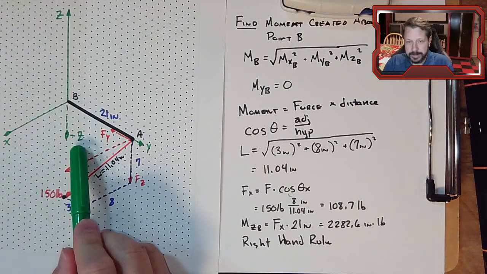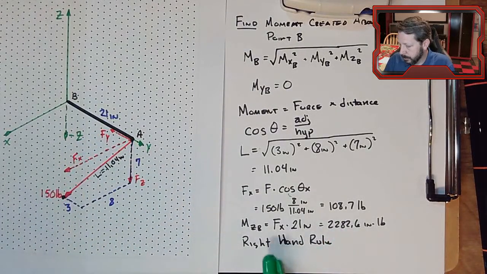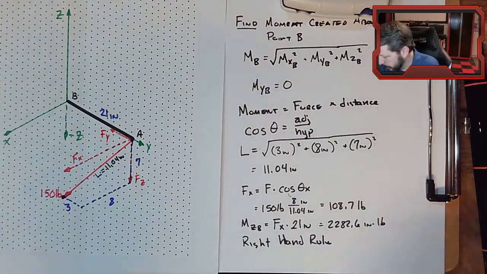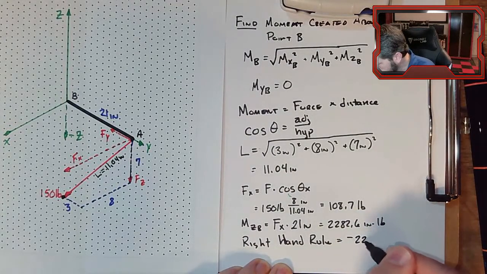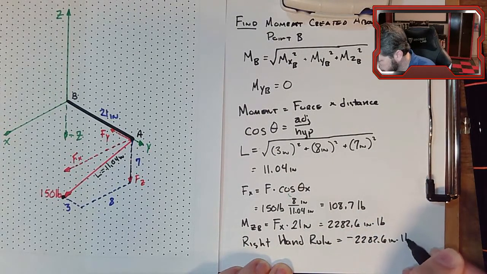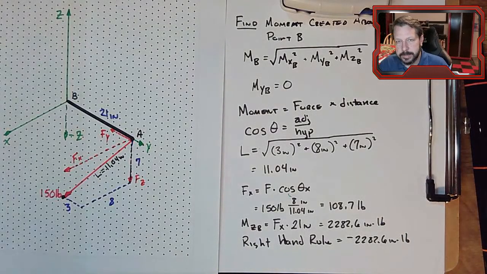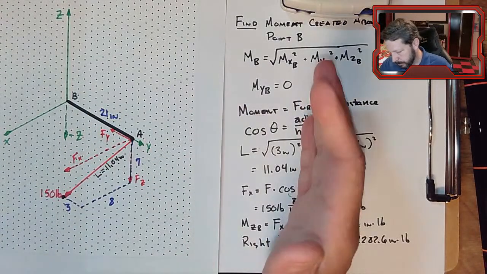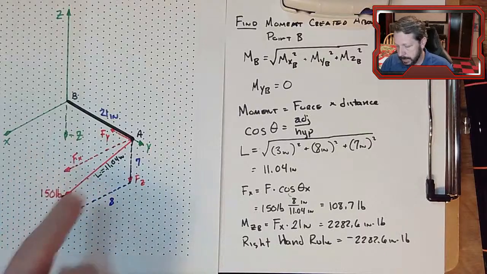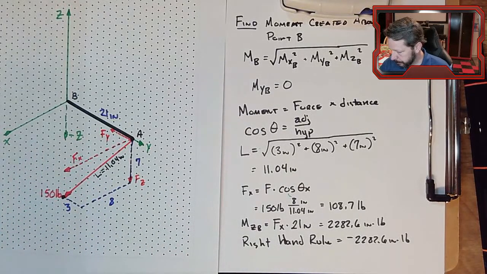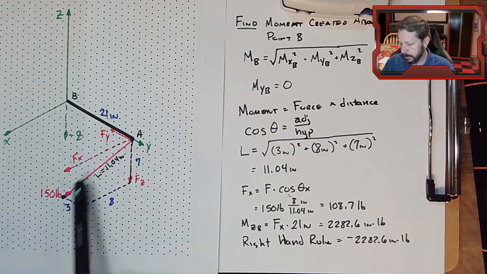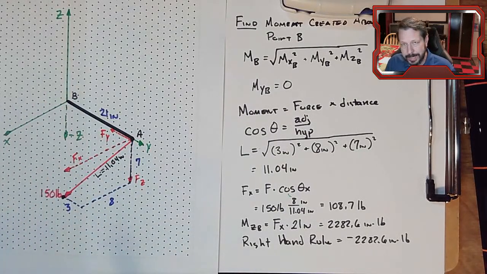Since my thumb lines up with the negative z direction, this moment, according to the right-hand rule, will have a negative sense with it. So this would actually be negative 2,282.6 inch-pounds. Because clockwise and counterclockwise are not easy for everybody to visualize the same way, but with the right-hand rule, you get the same thing every time. I just wanted to go through this so you have an idea of how the right-hand rule works, and how to deal with calculating the moment of a three-dimensional force about some point.